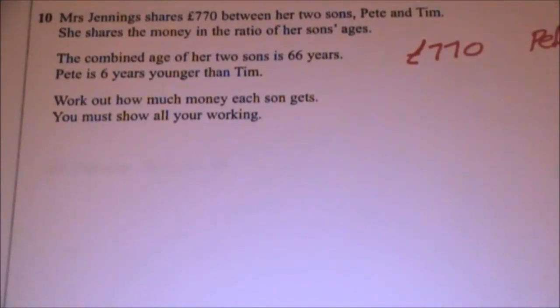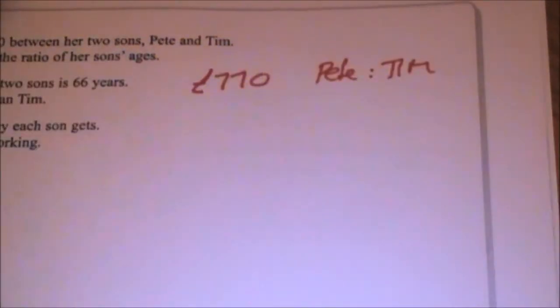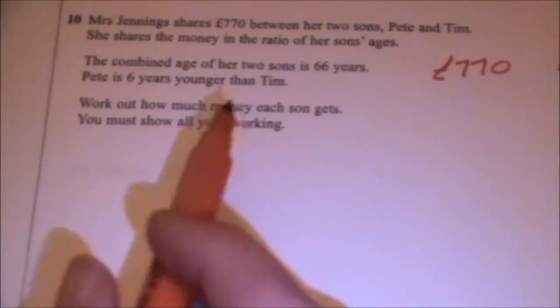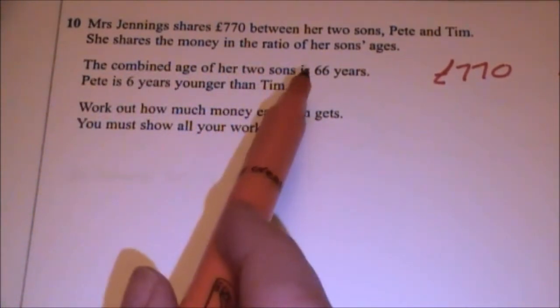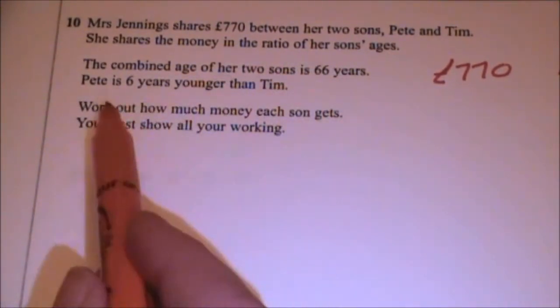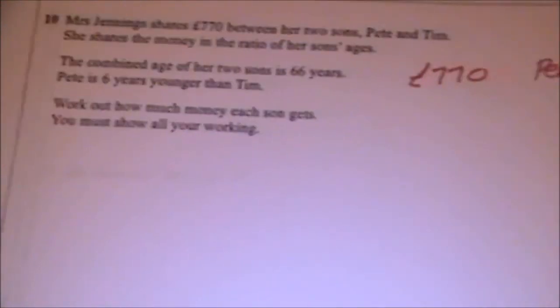She shares the money in the ratio of her son's age. So this is a ratio question. That means it's going to be Pete and Tim in ratio. So the combined age of her 2 sons is 66 years. Pete is 6 years younger than Tim. Alright. Let's work this out then.